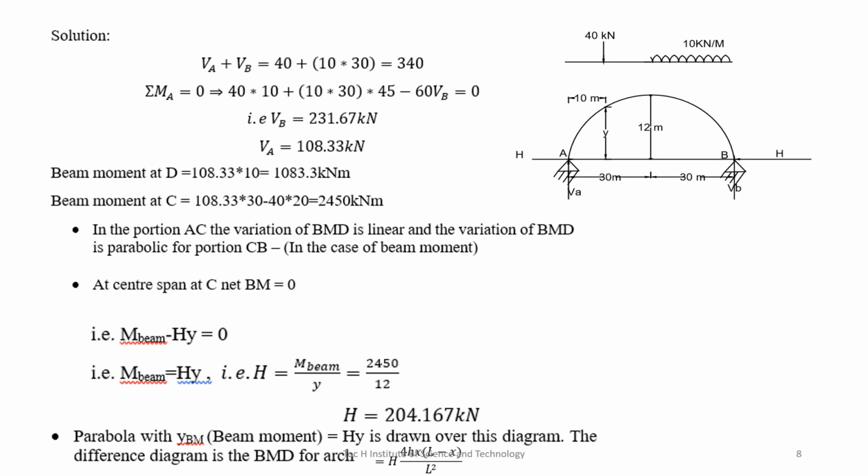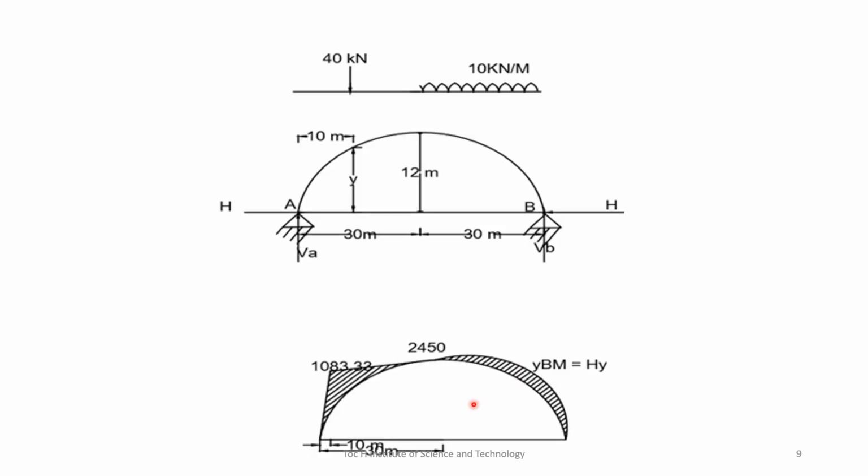Okay. So this is a beam moment diagram where 1083.33 is the bending moment under this 40 kilonewton load, and you can see the bending moment over the span. The outer portion is the beam moment diagram and the inner arch is the H into Y diagram. So the overlapping area is shaded, and that is the net moment of the arch. Okay.